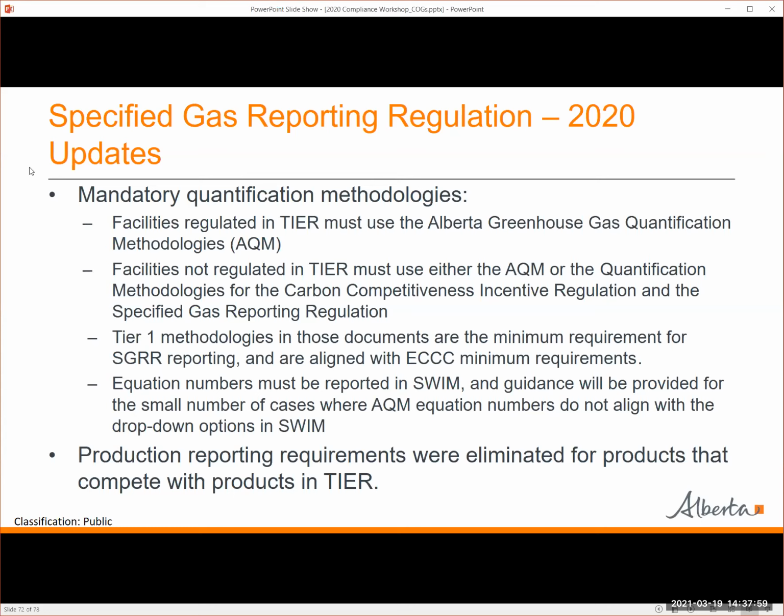And also, a note, production reporting requirements were dropped for products that compete with products in TIER. So some of the production reporting requirements under SGRR have been relaxed there too.